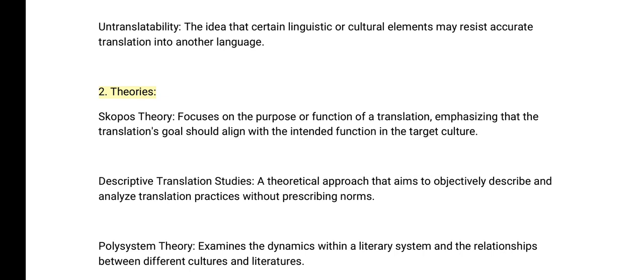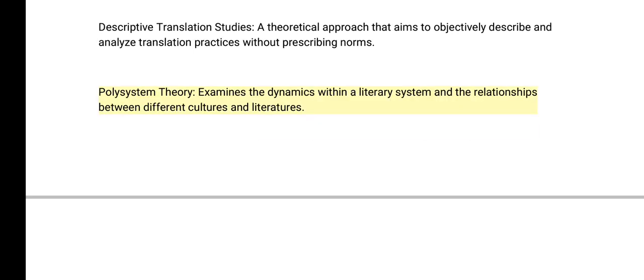2. Theories. Skopos theory focuses on the purpose or function of a translation, emphasizing that the translation's goal should align with the intended function in the target culture. Descriptive translation studies. A theoretical approach that aims to objectively describe and analyze translation practices without prescribing norms. Polysystem theory examines the dynamics within a literary system and the relationships between different cultures and literatures.